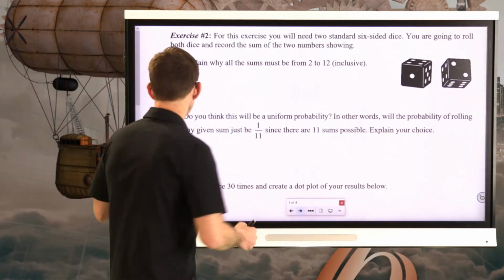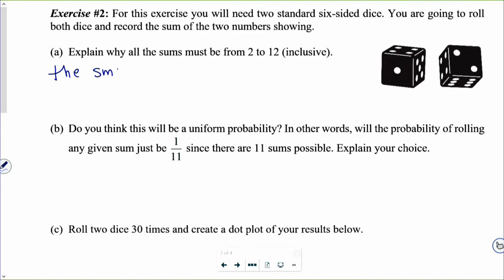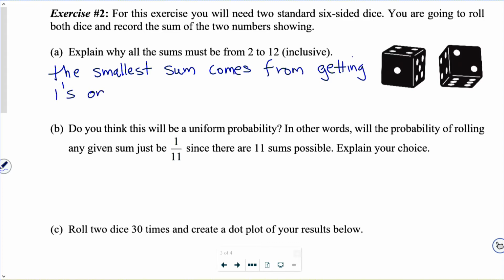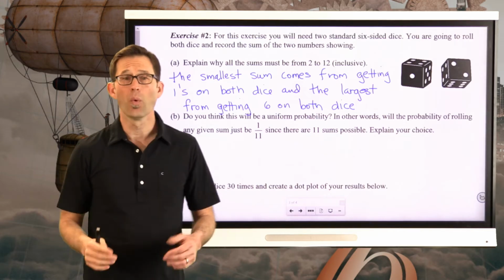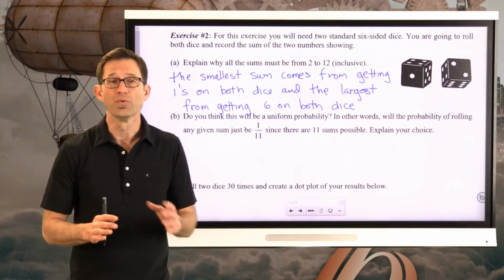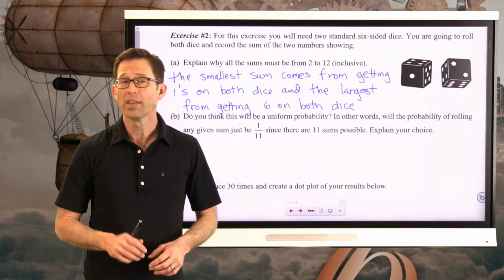It's pretty easy, right? The smallest sum comes from getting ones on both dice, and the largest from getting 6 on both dice. Right? So if I rolled 2 ones and added them together, I'd get a sum of 2. If I rolled 2 sixes and added them together, I'd get a sum of 12. And you can get any sum in between, right?